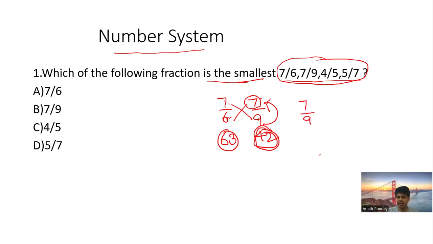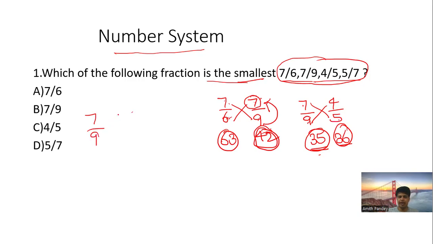So now take 7 by 9 and compare with the next number, that is 4 by 5. 5 sevens are 35. 4 nines are 36. Now again just check it out. See what I did. 7 fives are 35, right? 4 nines are 36. Fine. So here again, as you can see, 7 by 9 is small. Why is 7 by 9 small? Because 35 is smaller.